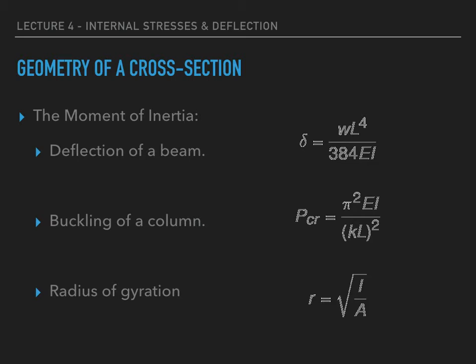So what do we use the moment of inertia for? Well, here's the equation for a deflection of a beam, the buckling of a column, and the radius of gyration. Don't worry about that last one, but for deflection of a beam, the higher the moment of inertia, the smaller the deflection. In the buckling of a column, the higher the moment of inertia, the higher the buckling capacity. All of those are good things. So moment of inertia helps us out a lot.